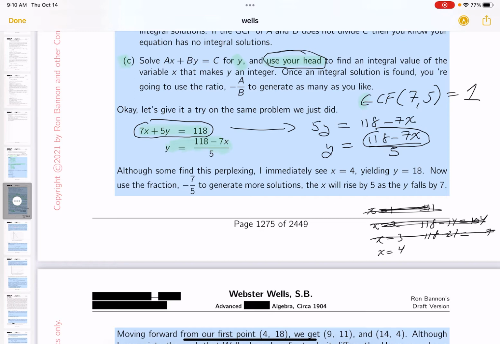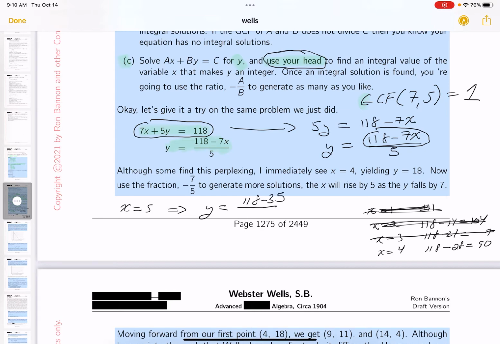And I'm starting to see it now. 118 minus 28 is going to be what? 90. So I found something. I'm going to say x is equal to 5. I found a number for y. Let's write that down. So it's 118 minus 35, right? 5 times 7 is 35.